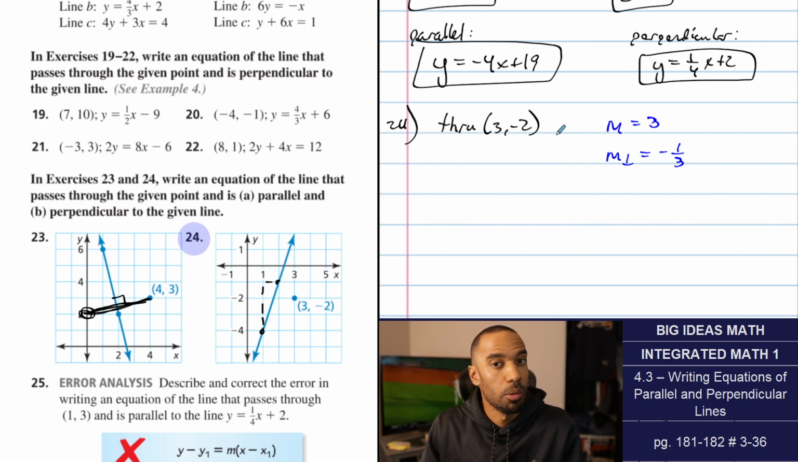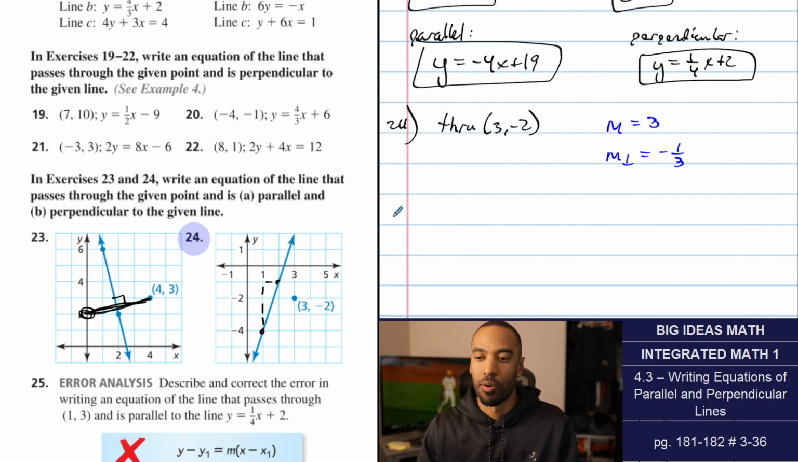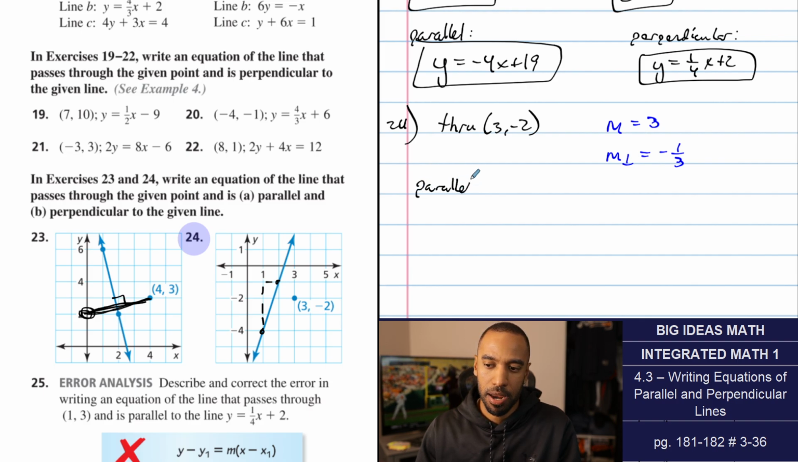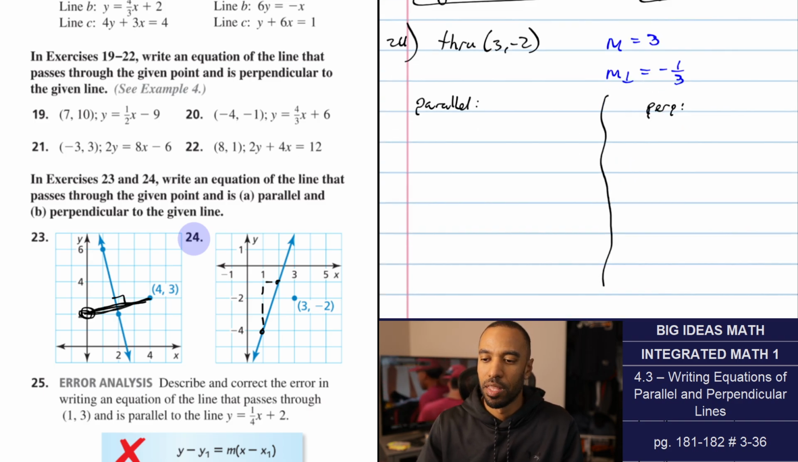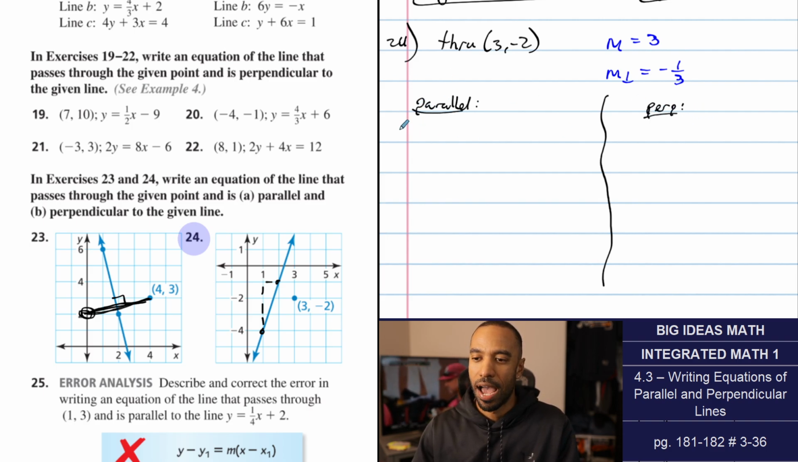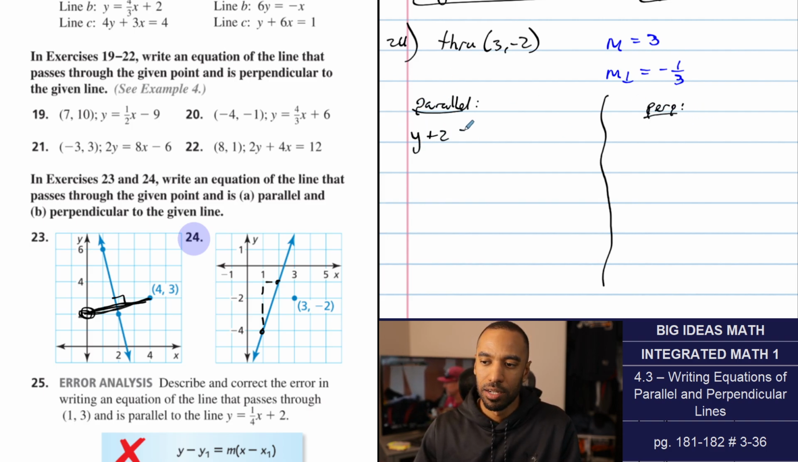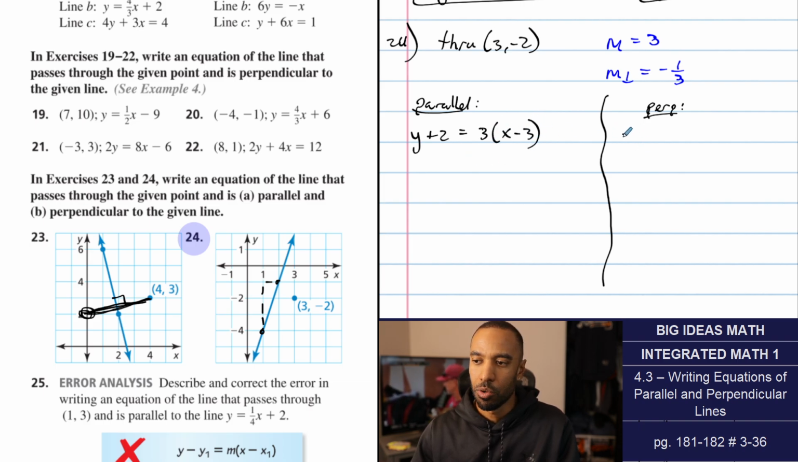This time I'll use point slope form for both of them, okay? On point slope form, for the parallel, this time I'll put parallel on top. Parallel and perp for perpendicular. So we divide them up. We have y minus y1 equals m times x minus x1. Here we'll have y minus y1 equals m times x minus x1.